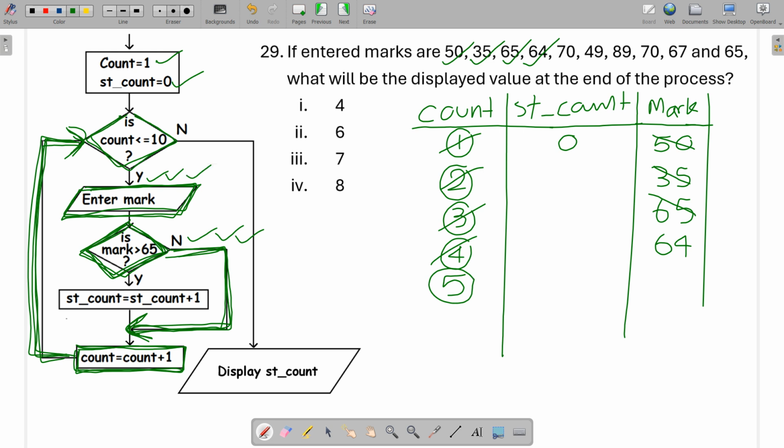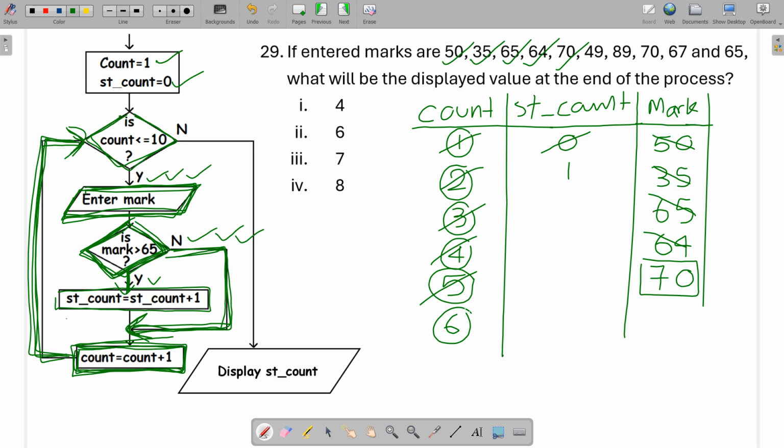So comes on the yes path, asks for a mark. So now 70 is given instead of 64. Now the mark is going to have 70, and 70 will be checked over here. Is mark larger than 65? Of course, this time mark is larger than 65 because mark is 70. That means it comes on the yes path and increases the ST count by 1. So ST count now becomes 1 from 0. Then it increases the count value by 1. So it will become 6.